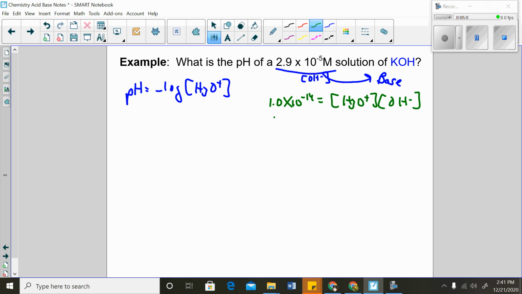So this does not change. We're looking for the H3O plus, so we can solve the pH equation, and you were provided with the OH minus, 2.9 times 10 to the negative fifth. Okay, now to get the H3O plus by itself, you will divide.